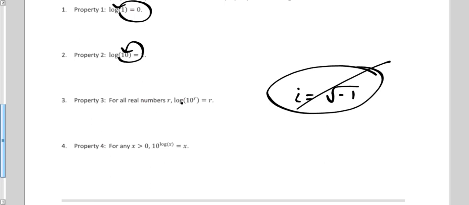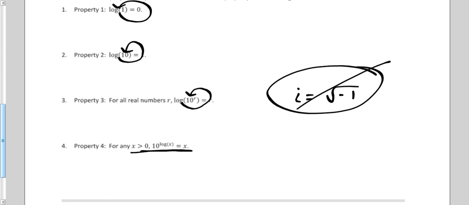So 10 to what power gets me 10 to the r power? Any real number? 10 to the r power gets me 10 to the r, right? I'm just saying the same thing in a different way, right? This one's the tricky one. Number 4 is the tricky one.